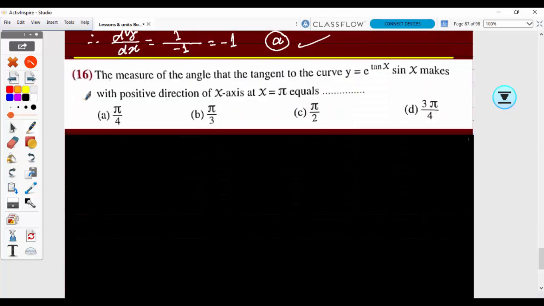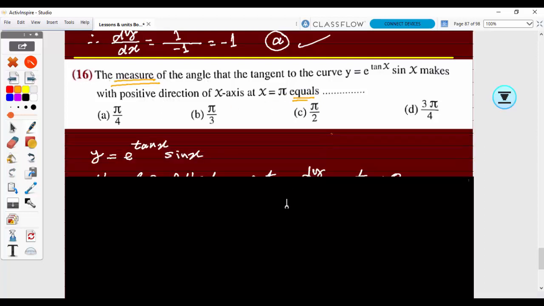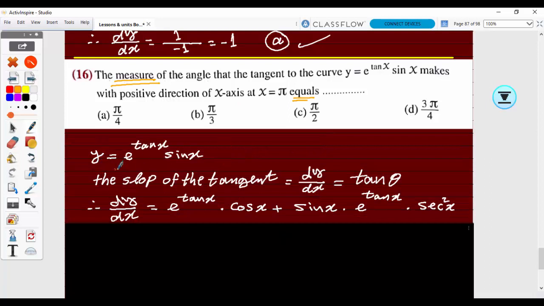Next question, number 16. The measure of the angle that the tangent to the curve y equals e^(tan x) sin x makes with the positive direction of the x-axis at x equals π equals. Here the question is about the measure of the angle. Again, we have y equals e^(tan θ) sin θ. So the slope of the tangent equals dy/dx, which equals tan θ. So if you get dy/dx, you will get θ.